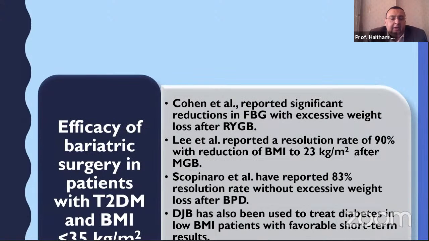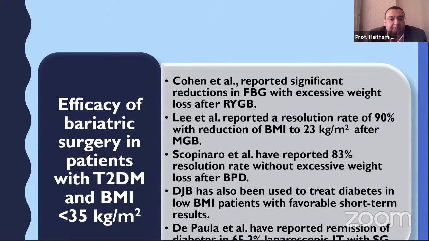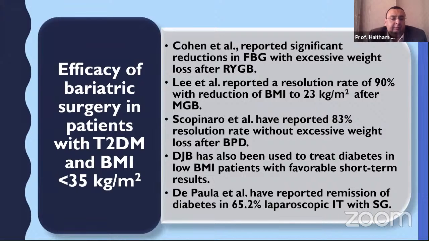A new subject was the efficacy of bariatric surgery in patients with type 2 diabetes who have a BMI between 30 and 35. Several studies like the Cohen et al. study and Lee's study have demonstrated the efficacy of this. Lee did mini gastric bypass on patients with BMIs as low as 23, which is the boundary for overweight in the Asian population, and he reported a resolution rate of about 20%.